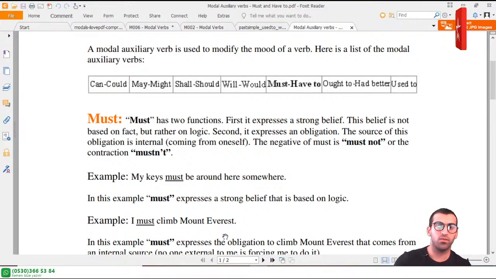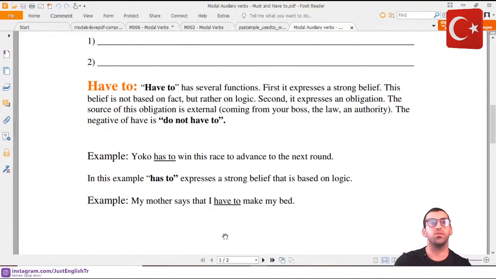But what about have to? Have to has several functions. First, it expresses strong belief like must. This belief is not based on fact, but rather on logic. It's the same. For example, Yoko has to win this race to advance to the next round. This example expresses a strong belief that is based on logic.